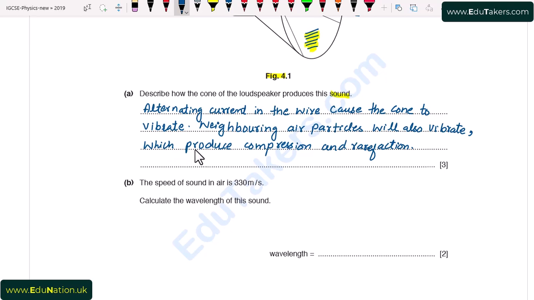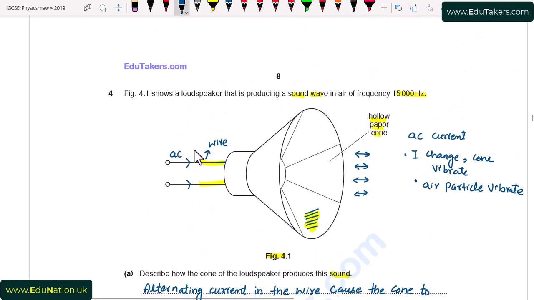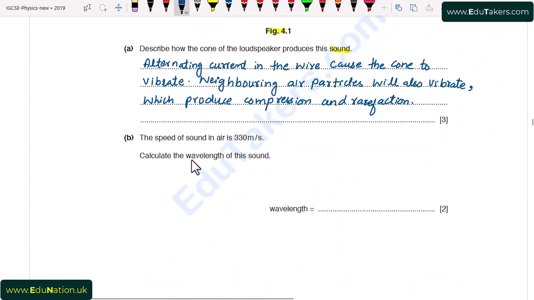So first of all, in this figure we can see that there are air particles, and when these air particles are very close to each other, there will be the compression. But when these particles are far away from each other, it will be the rarefaction. In compression, the air molecules are very close to each other, while in the rarefaction, the molecules are further apart from each other. And this is parallel to the energy transfer.